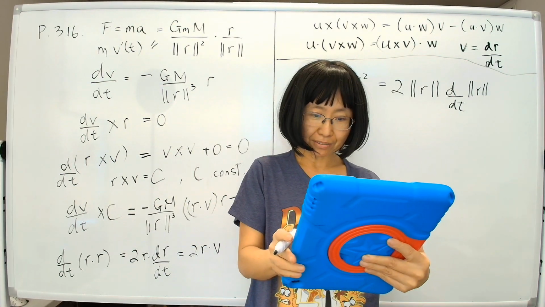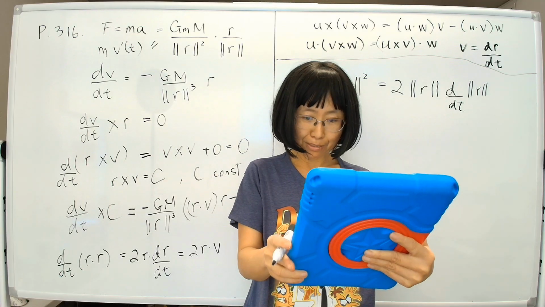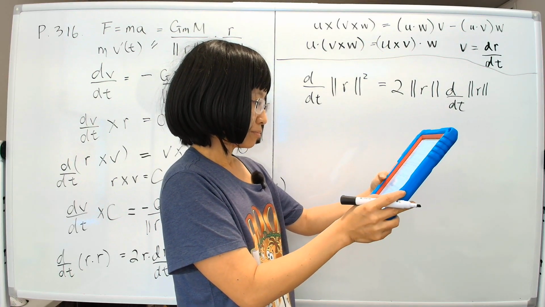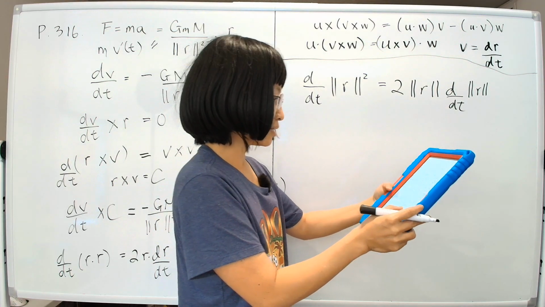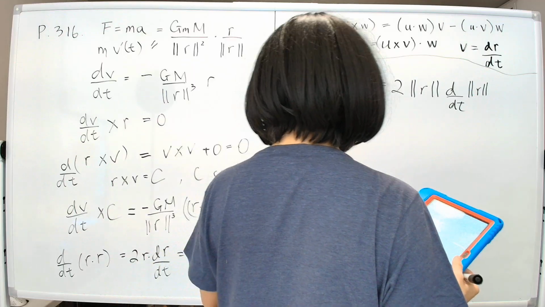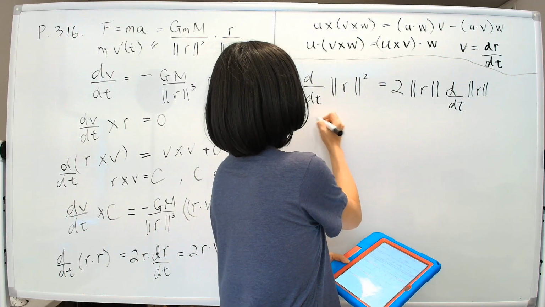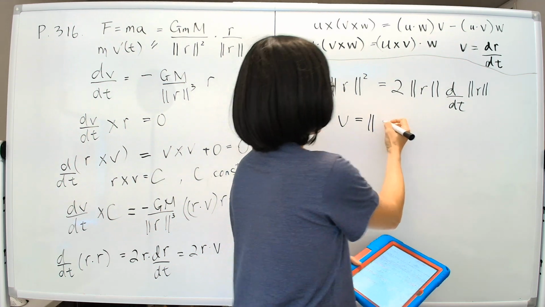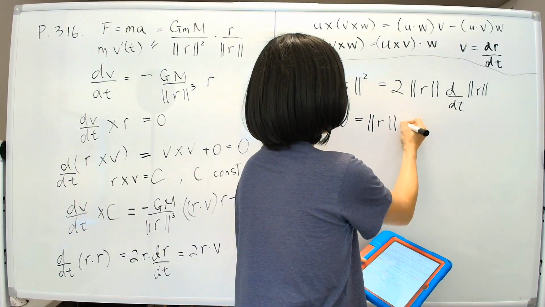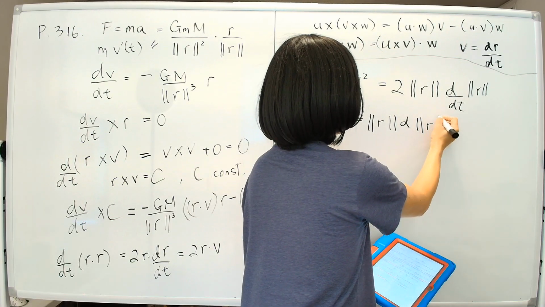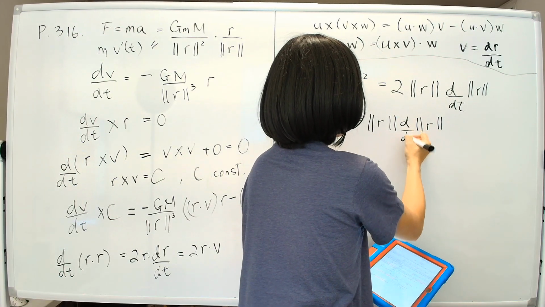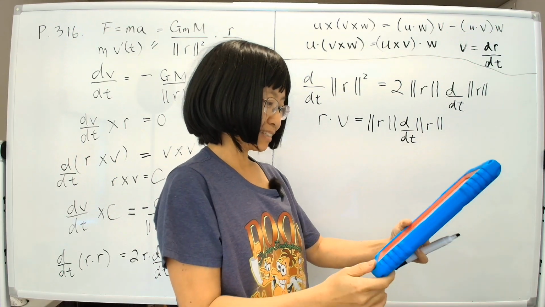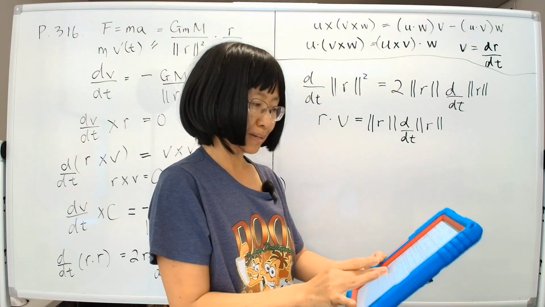Now this thing right here is the same as this thing down here. We'll put those two things together. That means R dot V, which is equal to this thing right here. We'll get rid of the 2 because there's a 2 on both sides. The magnitude by dt. All right. So we got to the end of the page, and so far so good. Let's go to the next page.